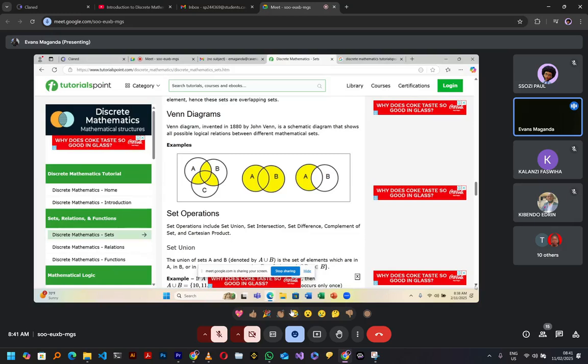So if, for example, you represent the universe, the rectangle could be students, and then you start looking at the different faculties, and you try to look at the relationship between those faculties using those ovals or circles. Okay? So you will go and write in that universe inside, you write A, that could be Faculty of Science and Technology. Then B could be Faculty of Business. Then C could be Faculty of Law.